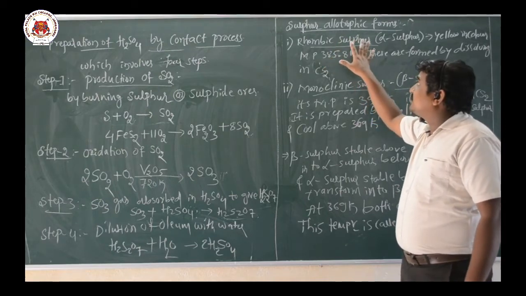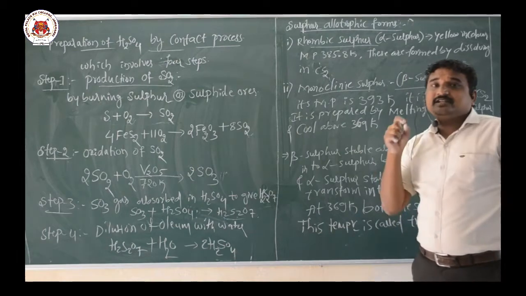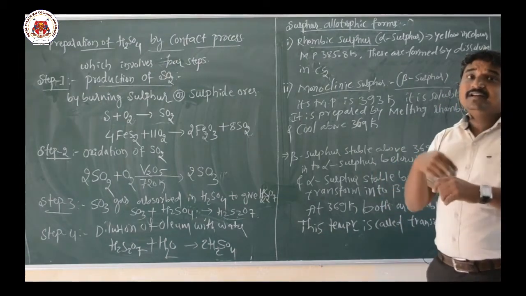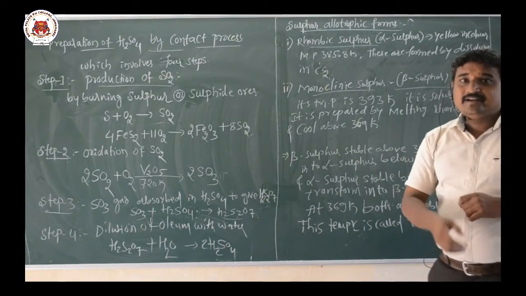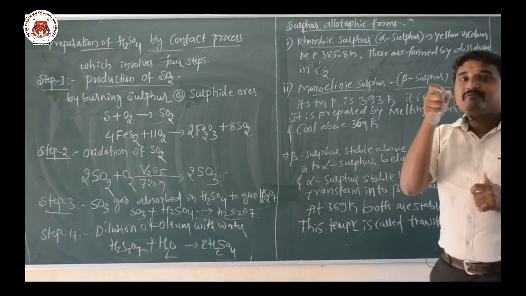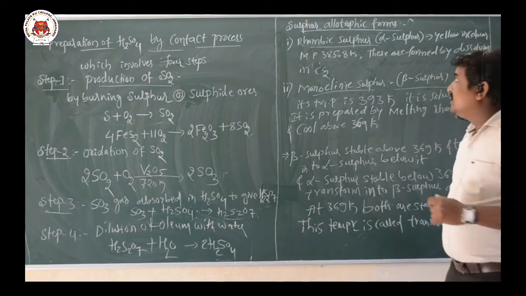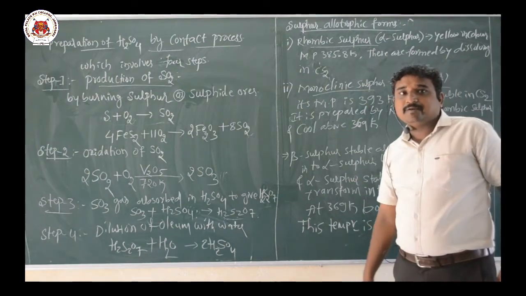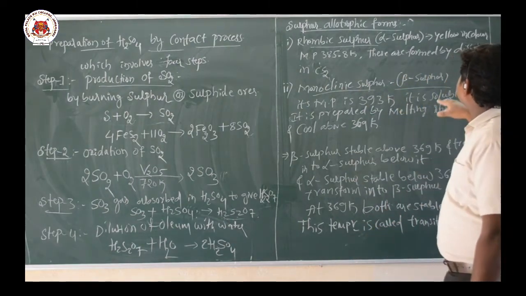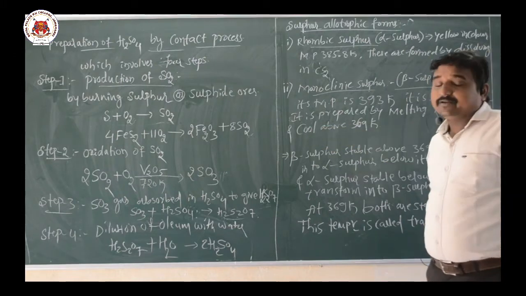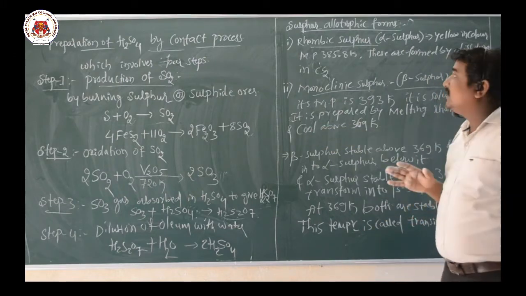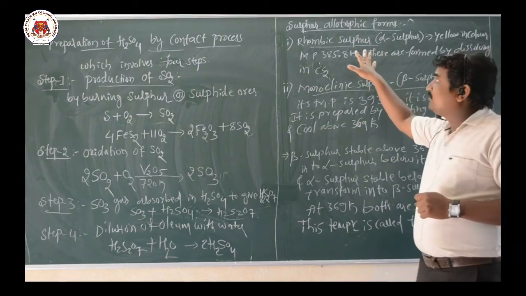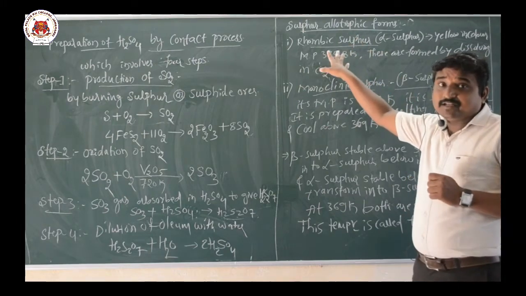The rhombic sulfur, formed by dissolving sulfur in carbon disulfide, has minimum solubility in water, alcohol and ether, and its melting point, as I told, is 385.8 Kelvin. The rhombic sulfur is yellow in color, and this is the allotropic form of sulfur, that is alpha sulfur, that is rhombic sulfur.